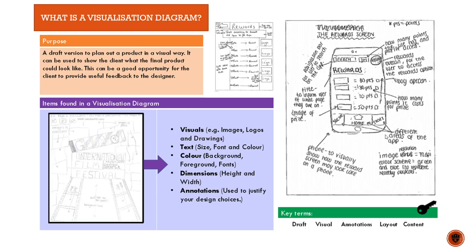Okay, so I've got a few examples of visualization diagrams here. And you can see it's made up by having a sketch of the product. And then as well as the product itself, you could have logos and images and drawings included. You might have text included on your sketch. You might have the colors that you're going to use. You should have the dimensions, so how big is the product going to be, and the annotations around the edge are used to justify your design choices.